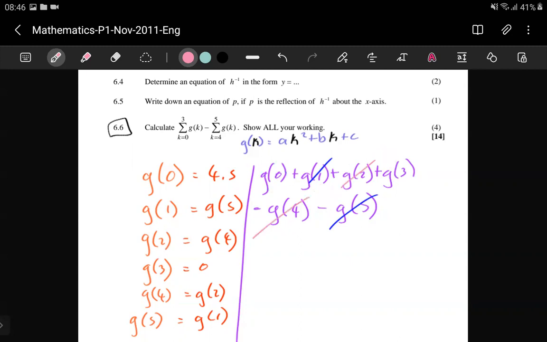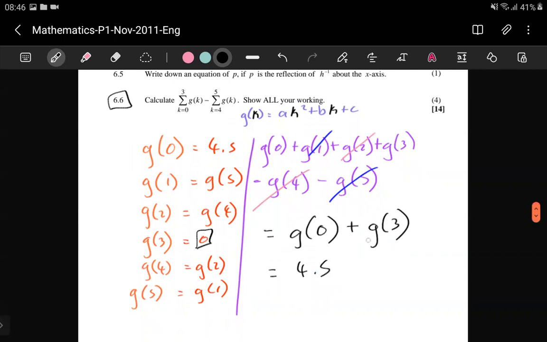So now you're left with G0 plus G3, of which the G0, we have a value for that. It is 4.5. The G3, we have a value for that. It is a 0. So your final answer is 4.5. So you do all that, you get the same answer.